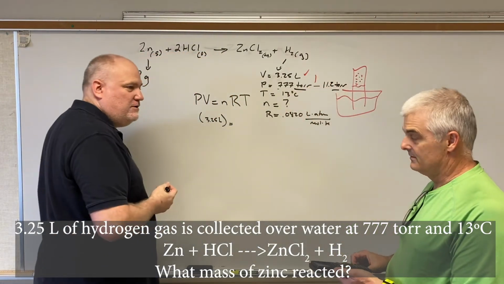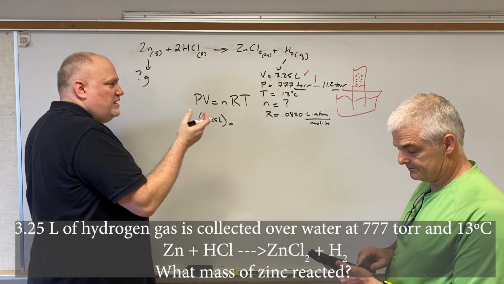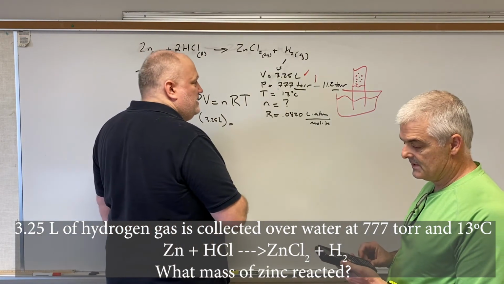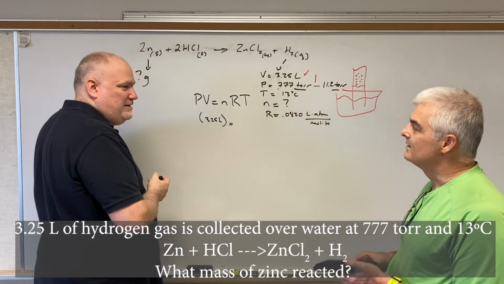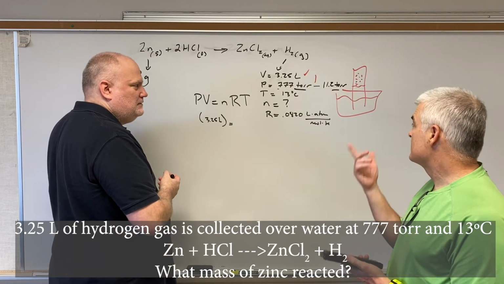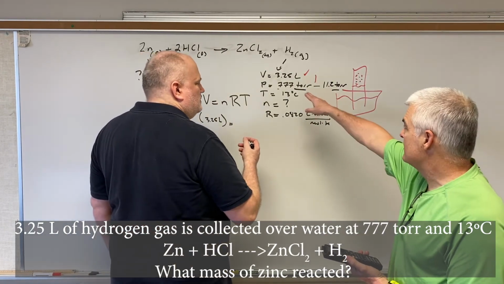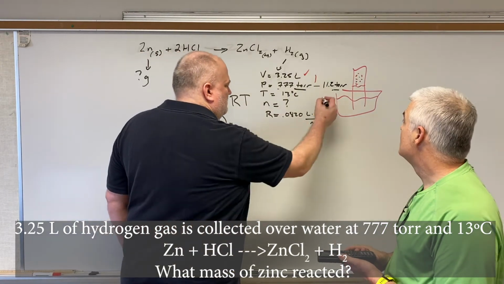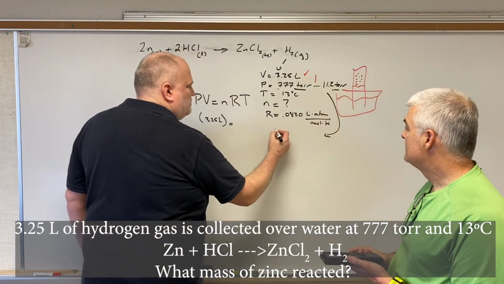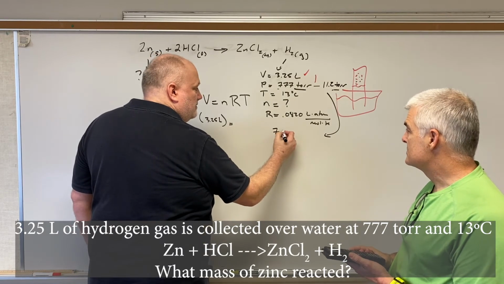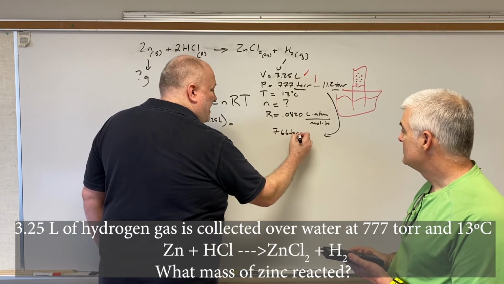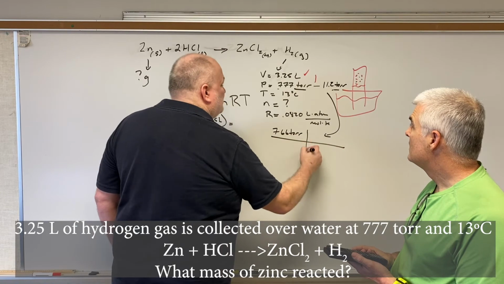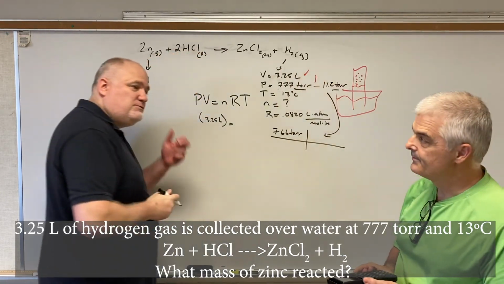Now if we subtract this out, 777 minus 11.2, we're going to end up with 765.8. But let's just go 766, because it's only got a digit here, so we're going to round this whole number. I'm going to put this down here because I did not have enough space here. So 766 torr. That is actually the pressure of just the hydrogen gas in here once you subtracted out the water vapor.